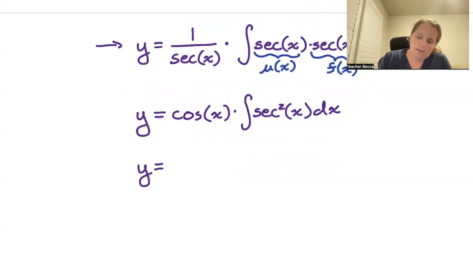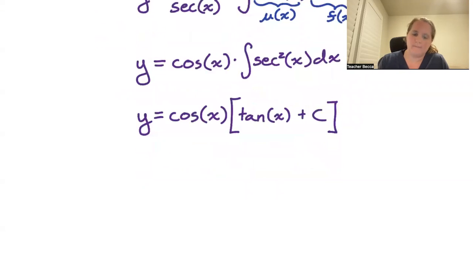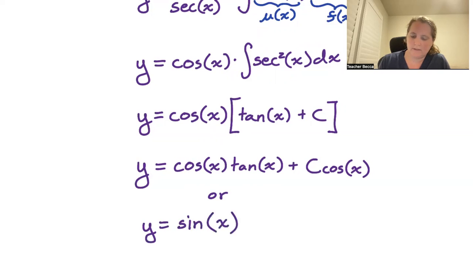We are therefore looking at y is equal to cosine of x times the integral of secant squared, which is just tangent of x, and then plus c. So we have y is equal to cosine of x times tangent of x plus c times cosine of x. Or, cosine of x times tangent of x is just sine of x, since tangent is sine over cosine. So we have y is equal to sine of x plus a constant c times cosine of x.